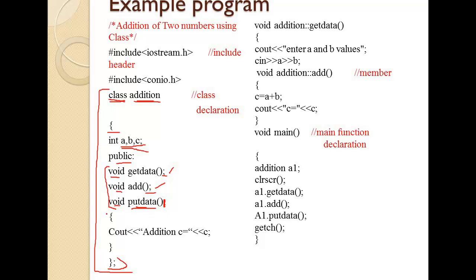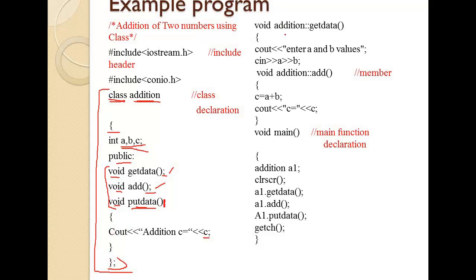So void put data, inside curly brace, I have given cout addition c equals to, and here I want to print the output result c, right? And close this block, and then close the class declaration part, terminating it with a semicolon.